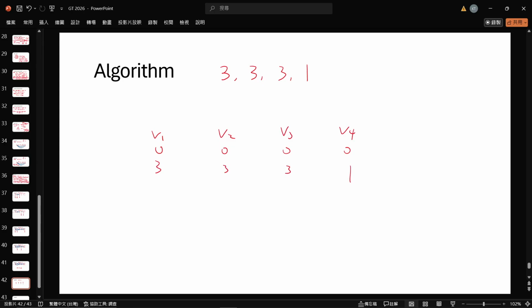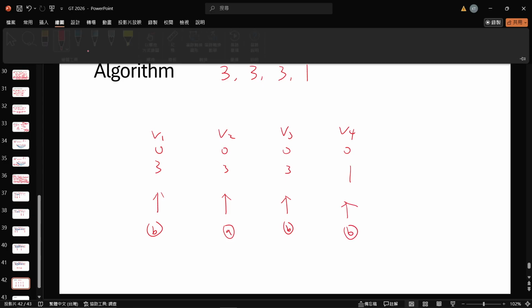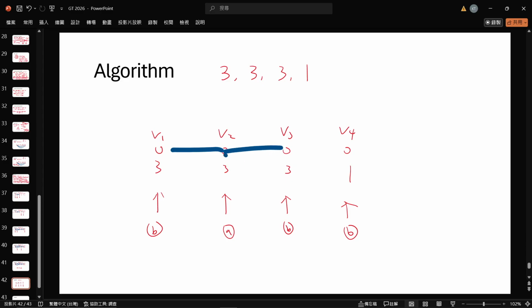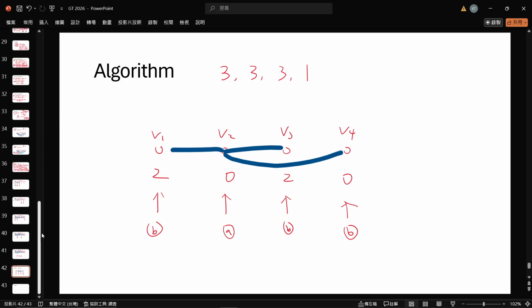Okay, so this is the initialization step. In the first round, we can choose, for example, this V2. So we have to choose 3. So we have to choose all the remaining vertices. Okay. And then we add edges. And then we update the degree. Okay. So this is round 1.